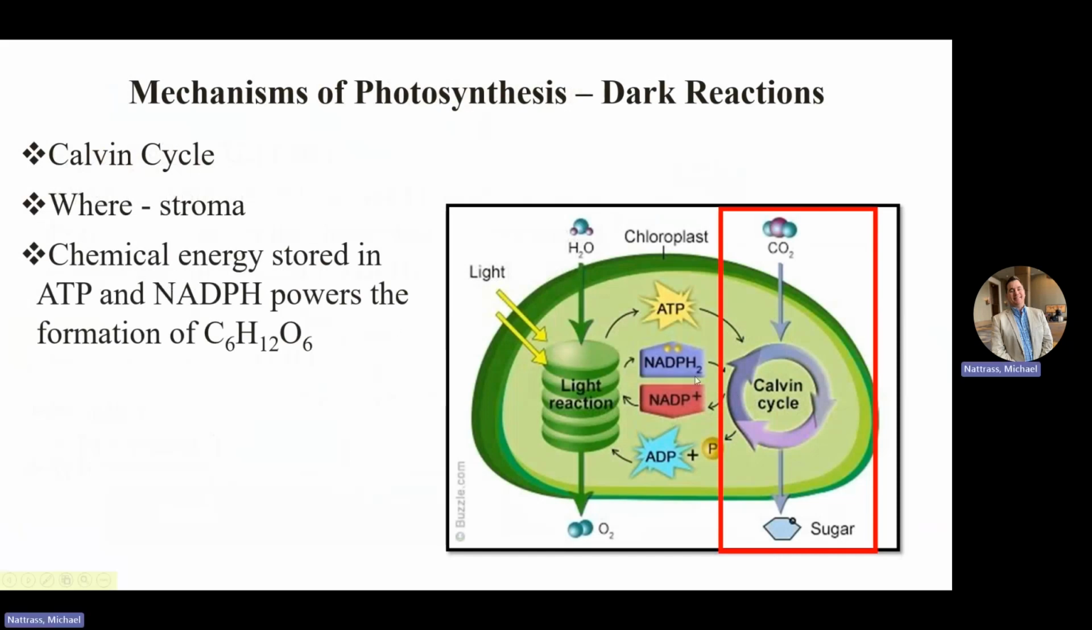So that chemical energy, this NADPH and that ATP, this is from the photolysis of water. This is from the phosphorylation. And they both power the Calvin cycle, which ultimately creates glucose, C6H12O6.